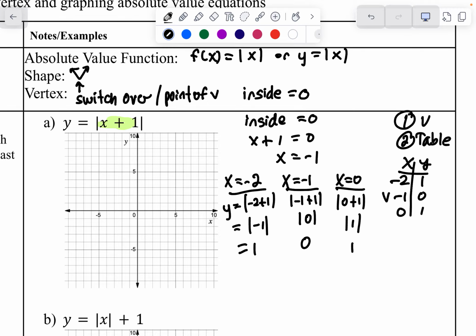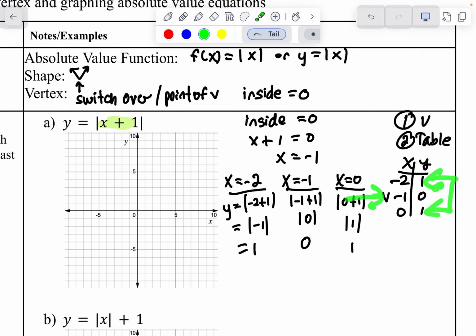Now, a way to check your work. If you have chosen the correct vertex, the surrounding values should be at the same height. So if you chose wrong, or if this math doesn't come out that they match, check your math. You did something wrong, okay? So the two equidistant values away from the vertex should have the same y value.